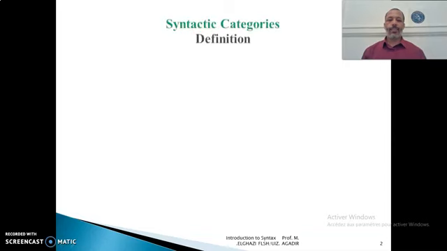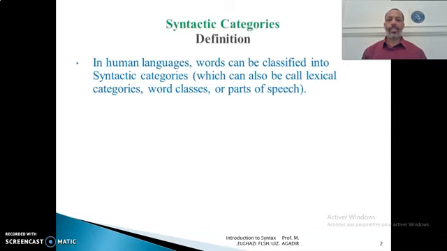Concerning the definition of syntactic categories, we know that in human languages, words can be classified into syntactic categories, among other kinds of classifications, which are also called lexical categories, word classes, or parts of speech. These are just variations in terminology, so don't be confused if you encounter one of these terms in the books of grammar and the books of syntax.